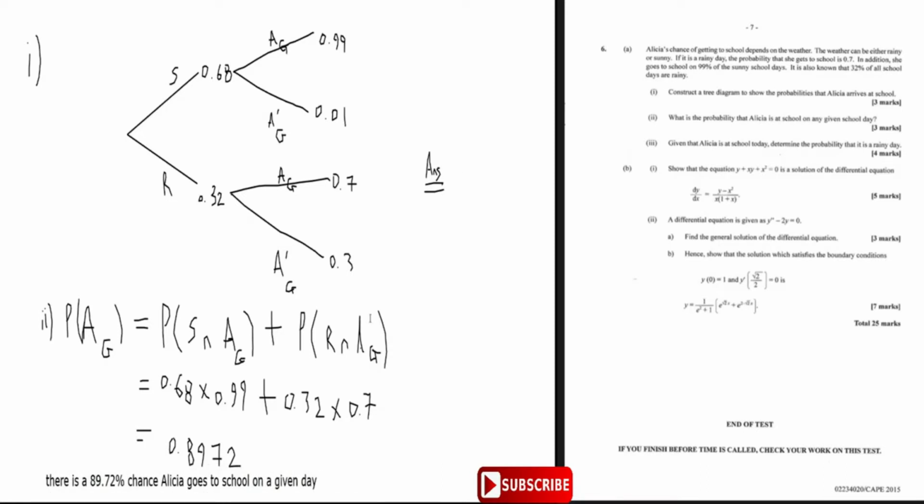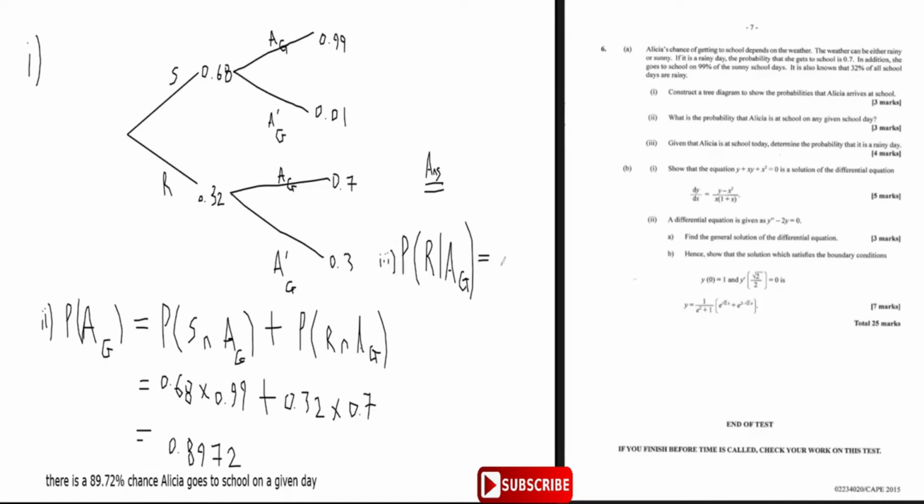The next part of the question says, given that Alicia is at school today, what is the probability that it is a rainy day? So we know that she's at school. What's the chance of it being rainy given that Alicia goes to school? That's the probability of R given AG. Now this is a conditional probability. The third part is a conditional probability.